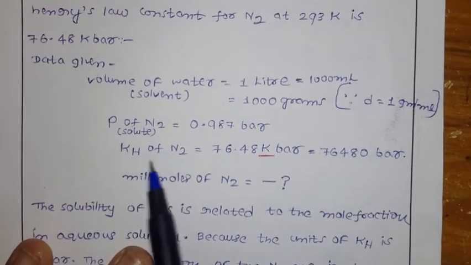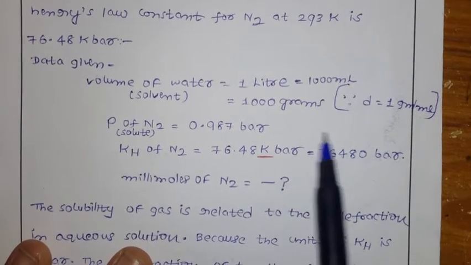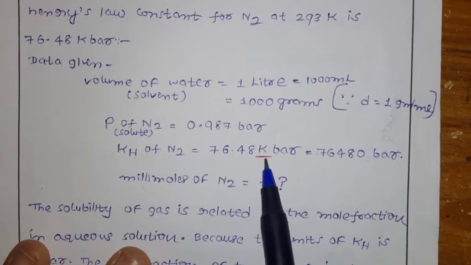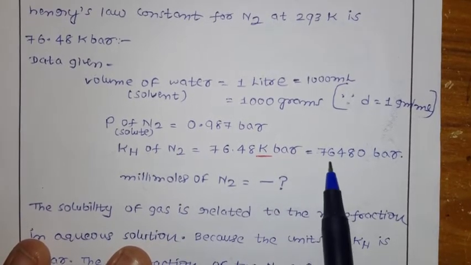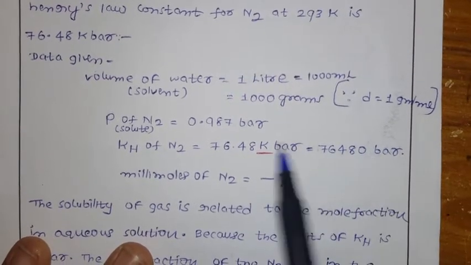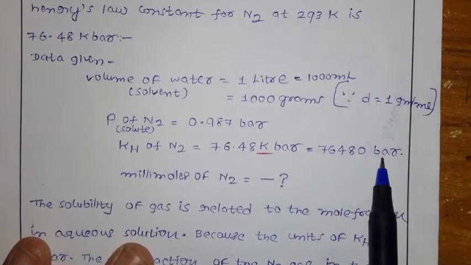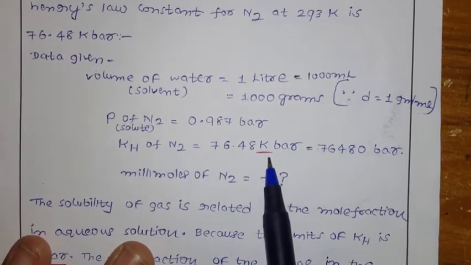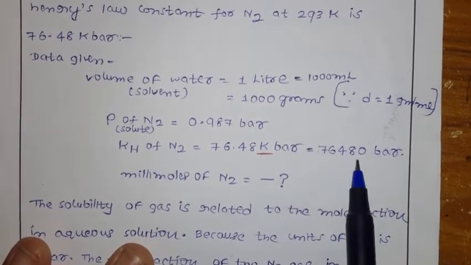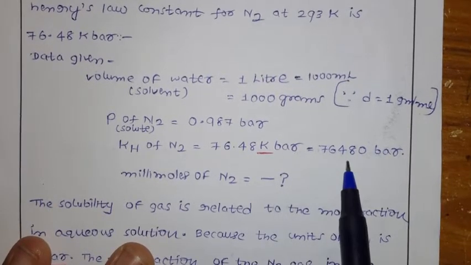Now, the Henry's constant for nitrogen is given as 76.48 kilobar. I converted it into bar by multiplying with 1000, since kilo means 10 to the power of 3. You get 76,480 bar. Why convert? Because the partial pressure of nitrogen is in bar, so the units should be the same. In the data, kilobar is given, so we write kilo as 10 to the power of 3 and get the value in bar.